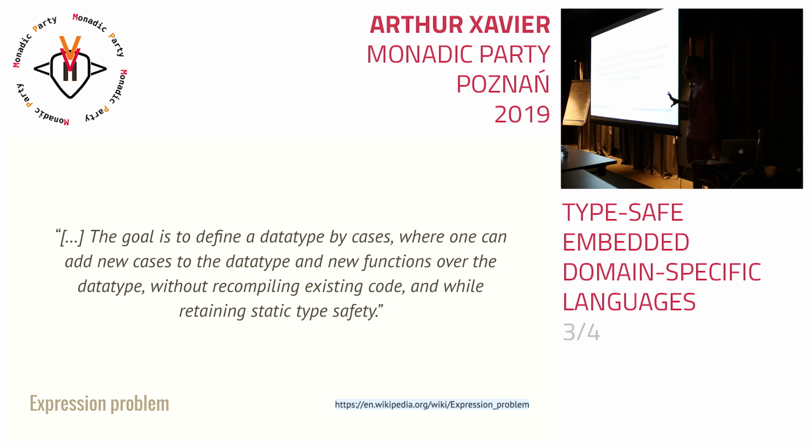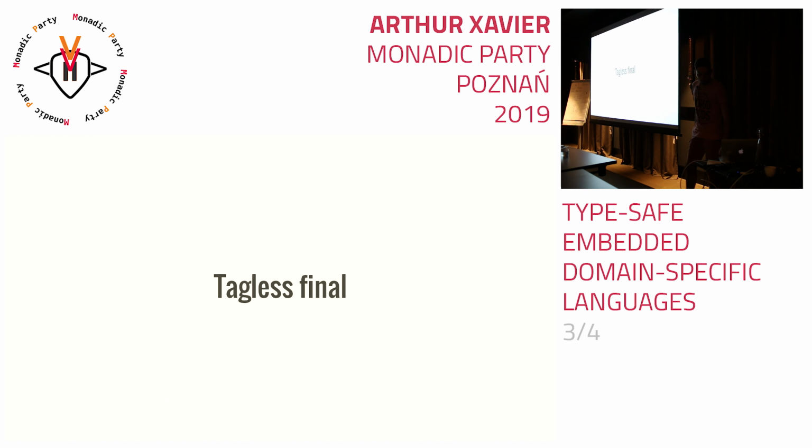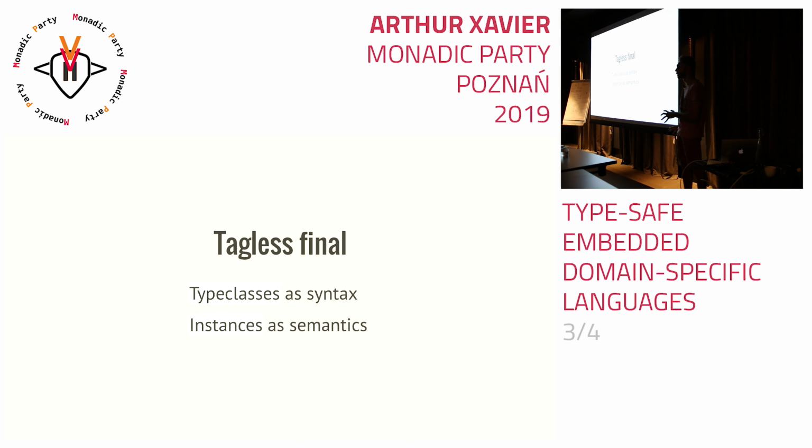And back to the expression problem and the duality between deep and shallow embedding, I'd like to introduce something that attempts to solve the expression problem. It's not a perfect solution, but it helps a little bit, which is tagless final. Some of you may have already heard of it, and it's not hard at all. It's pretty simple. We basically just use type classes as syntax and instances as semantics for DSLs, right?